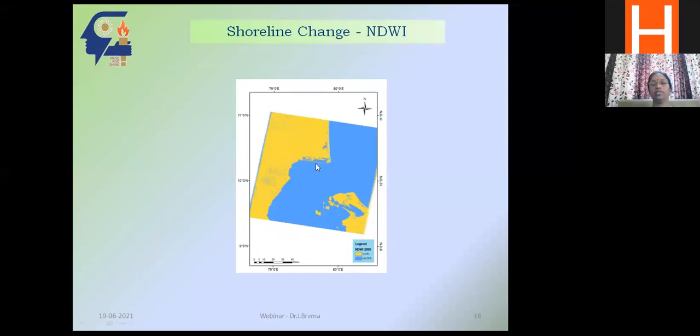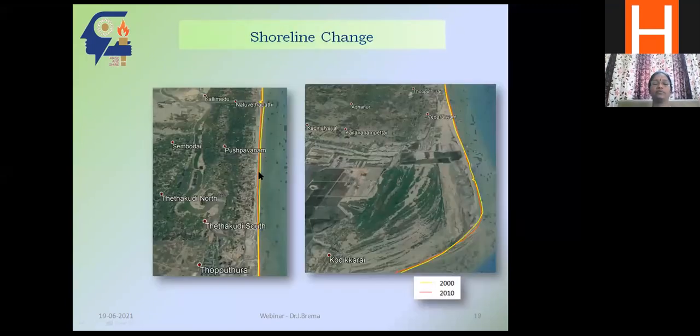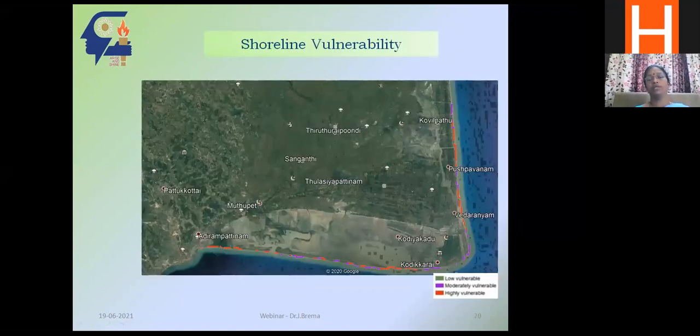Then I can easily find out what the shoreline is, and we try to identify the changes in the shoreline. We could see two lines, 2000 and 2010. In 2000 it is outside, in 2010 it has gone inside. That means I have erosion at these particular places. What is the length, the level of erosion? You can easily find it out. Then I go to vulnerability.